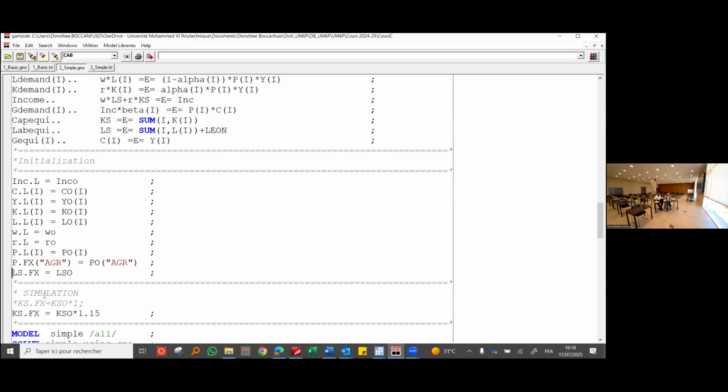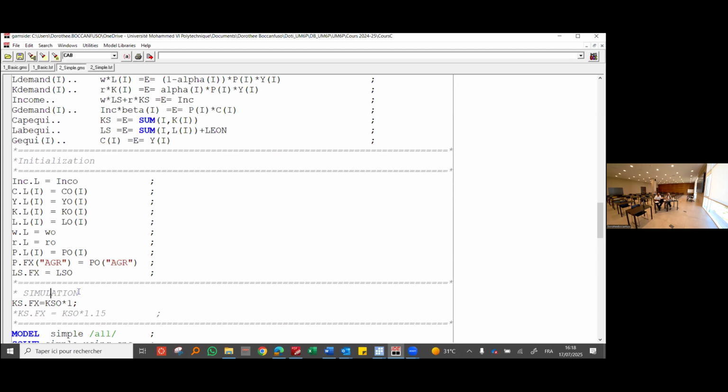Here it's because we have a simulation, but I can make this one. There is nothing, then KS is equal to KS0 multiplied by 1, and I can make a shock on the capital as I explained. And for the endogenous variables, I put .L for level again to mention that these are the variables that vary in the model. If I make a shock, these variables will change in the model. And in the initialization, I give the initial value, the value that I declare consistent with the matrix and so on.